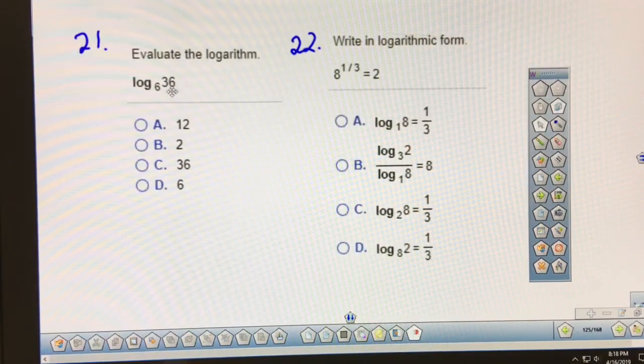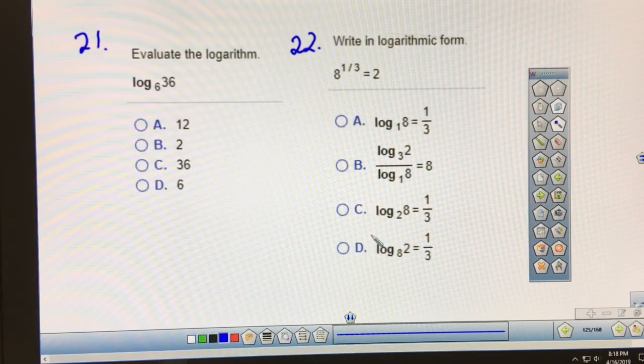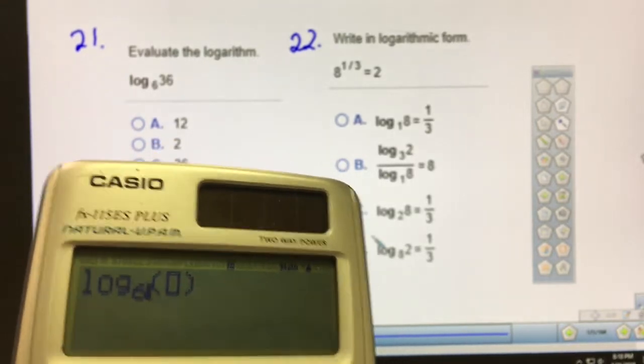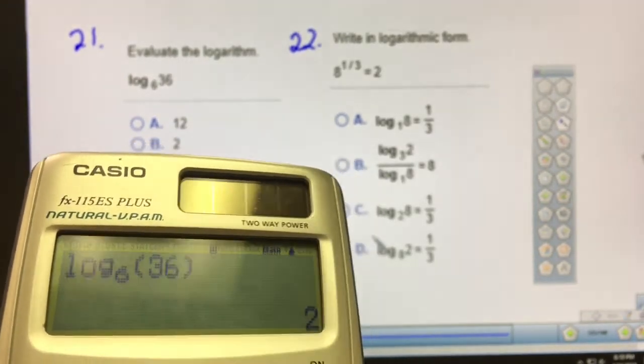Simple calculator key in. I'm going to type that in just like it looks on the calculator, once again using that log base button, which is right underneath the on button. So I hit that button, and then I type in the 6, and then the 36, and it generates the answer for me rapidly. It's just 2.